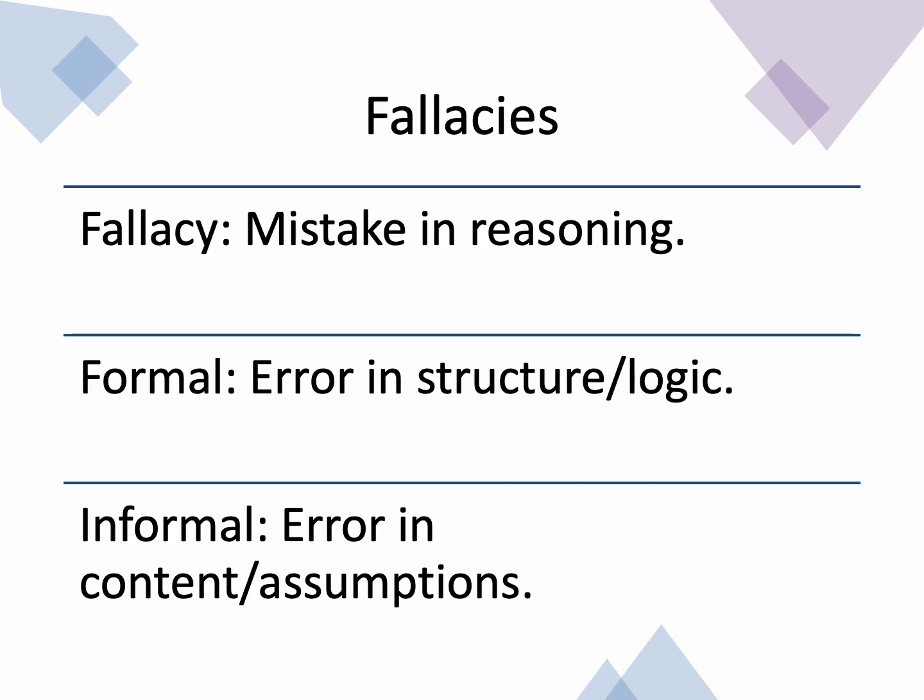One major way arguments fail is through fallacies, or mistakes in reasoning. Formal fallacies are errors in the argument's logical structure, while informal fallacies are errors in the content or assumptions of the argument.